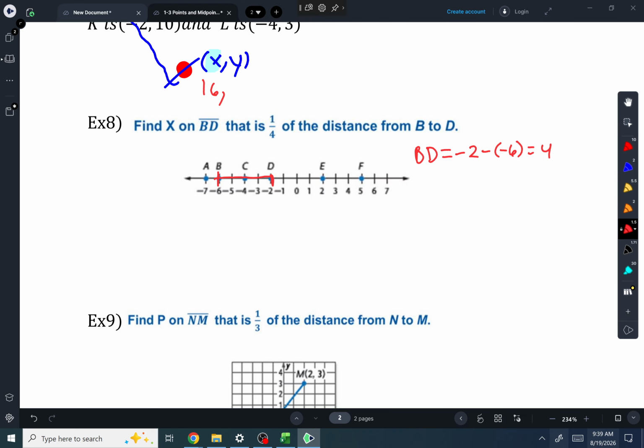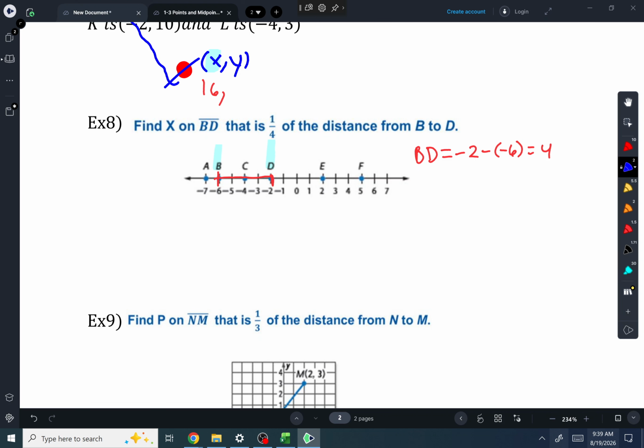Mr. Gillespie, couldn't I have just counted it and saved myself a lot of work? Yes, if they give you a picture. But what if the points are like 200 spots away from each other? What, are you going to sit there and draw it? Or are you going to have a better method long term, yeah? So find the distance. What does the 4 mean?